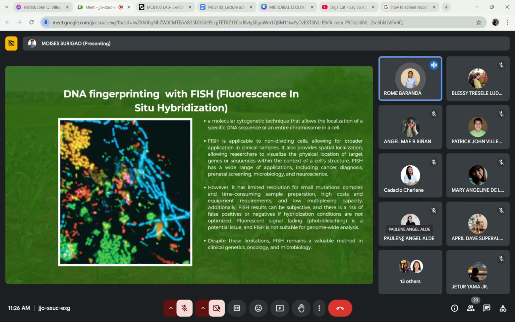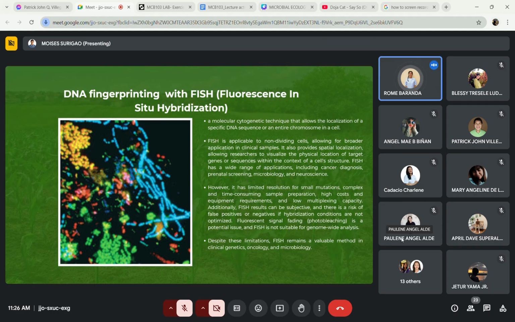Then those probes are complementary to specific DNA sequences of interest. Next, we will have hybridization, which allows the probes to hybridize or bind to the target sequences in the chromosomes or within the cells.